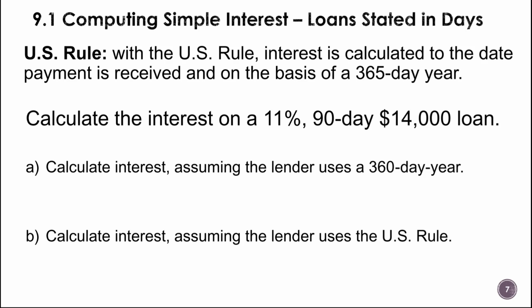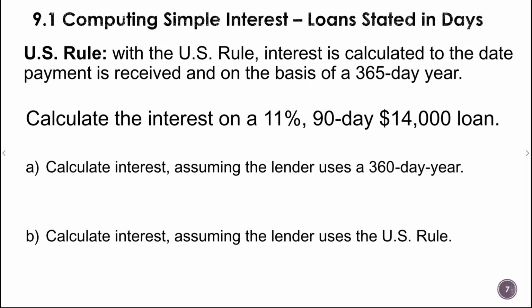So we're going to talk about this U.S. rule. The U.S. rule says that we're going to use 365 days per year for our calculation. And sometimes you'll be told to use a 360-day year. And that's just straight 30 days per month, which we know isn't quite accurate. And so we're going to calculate this loan. It is for $14,000. It's a 90-day loan at 11% interest. So on the first one, we're going to calculate using 360 days.